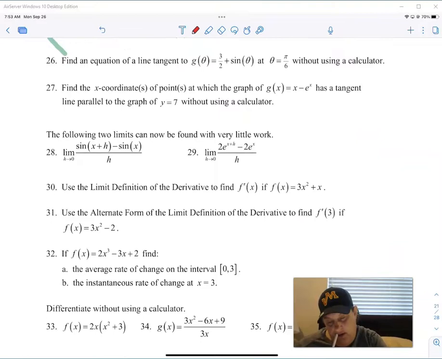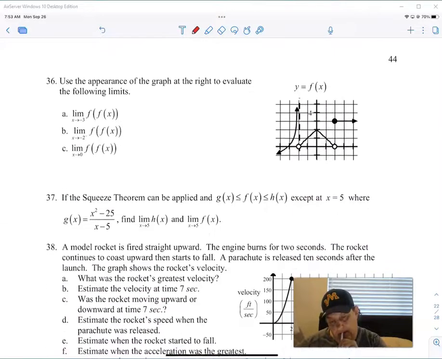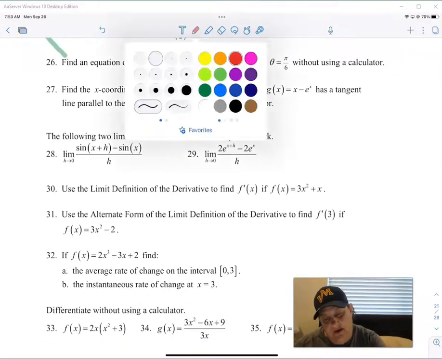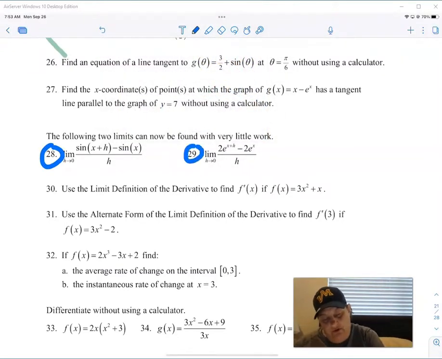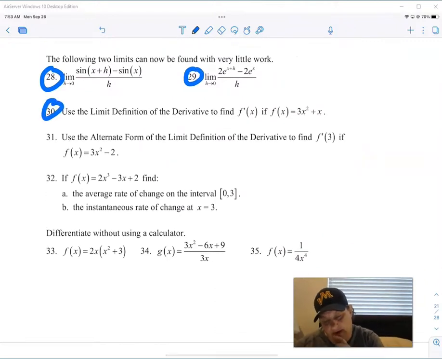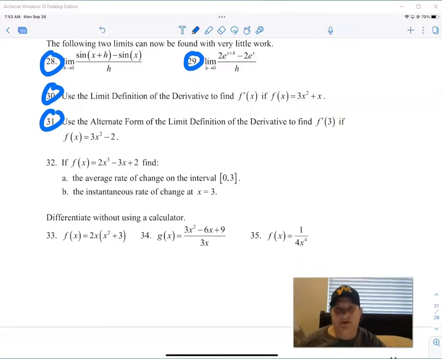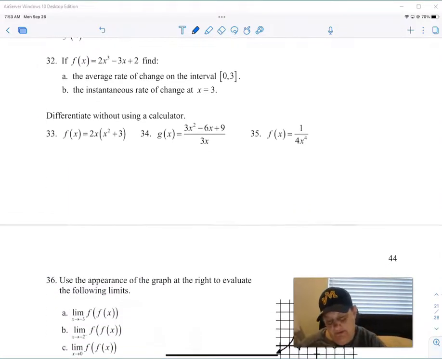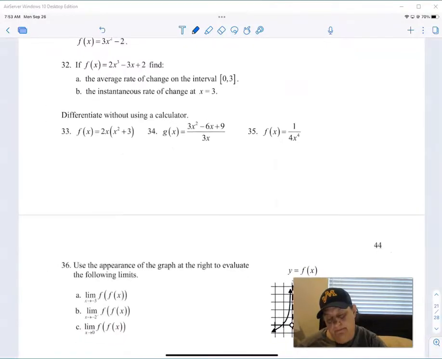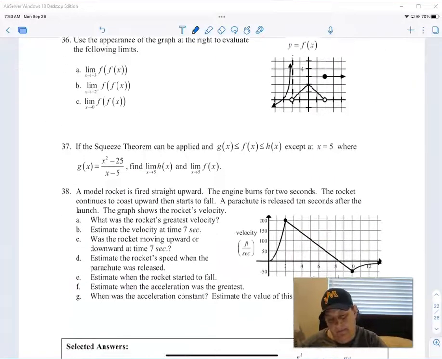Equation of the tangent line, I want you to do that one. Tangent line parallel, I want you to do that one. Okay, let's go ahead and skip. I'm going to give you a couple to skip. You can skip those. Don't cross it out, though. We might go over it later. Skip that. You can skip that. I definitely want you to do 32. Average rate of change of slope, instantaneous derivative. Those 3 are good.